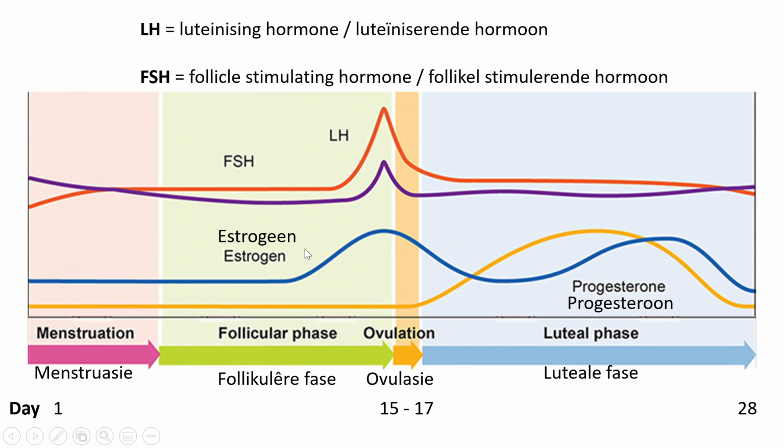Okay, then something else also happens. So you have your estrogen levels, quite normal for a woman. Then all of a sudden it also starts spiking here during ovulation. So basically your estrogen also stimulates the release of your LH. So the estrogen also wants ovulation to happen.